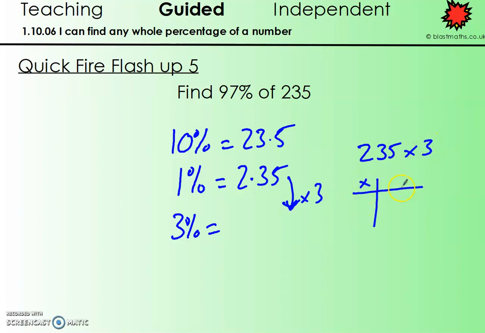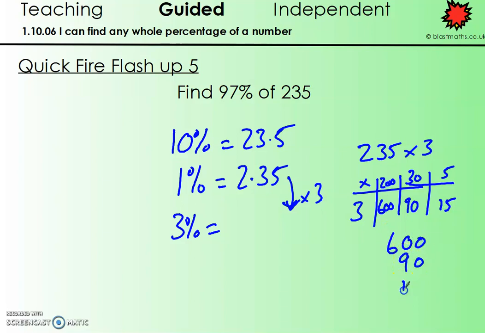So grid method in this. 235 and the 3 here. So I get 600, 90 and 15. So 600, 90 and 15, add them together. Gives me 705. Now my answer is not going to be 705, it will be 7.05 because I've got 2 decimal places in the question.